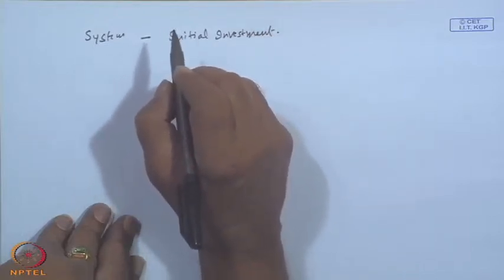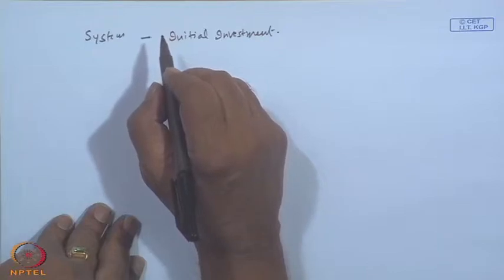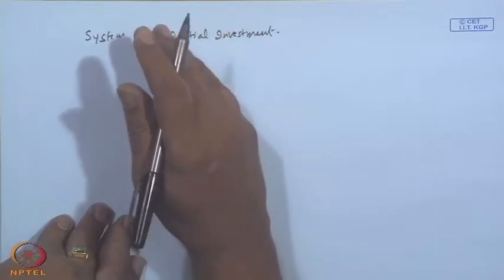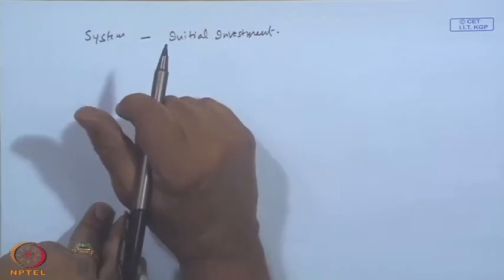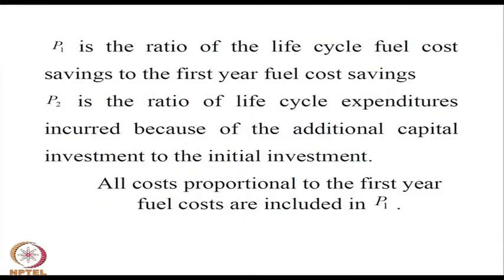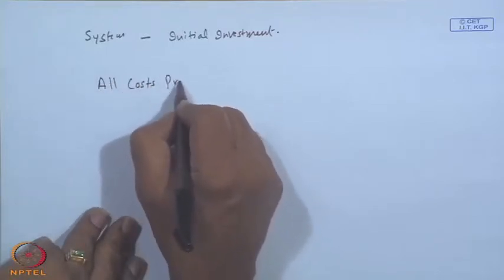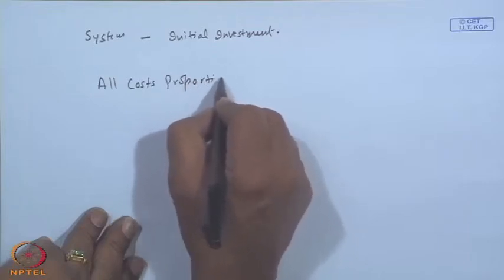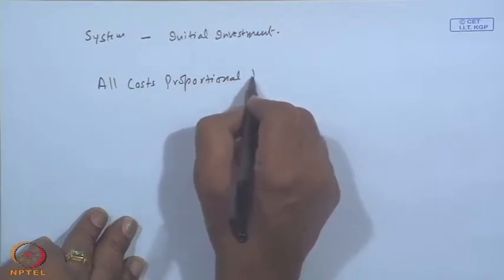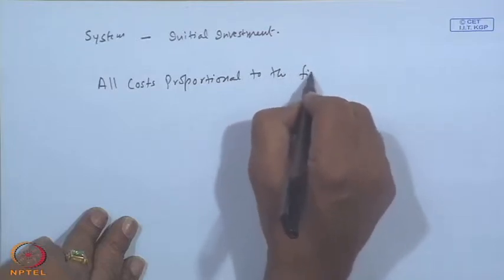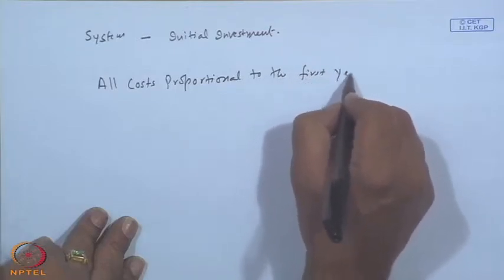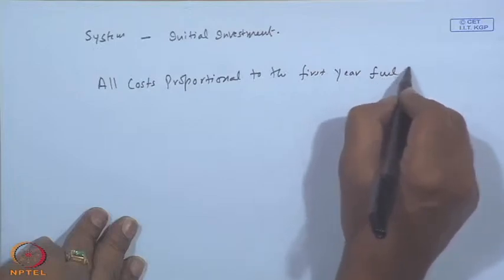So you may make a down payment of 100% or 80% or 10%, and there will be several things like depreciation of the system, inflation, etc. So all costs proportional to the first year fuel costs are included in P1.